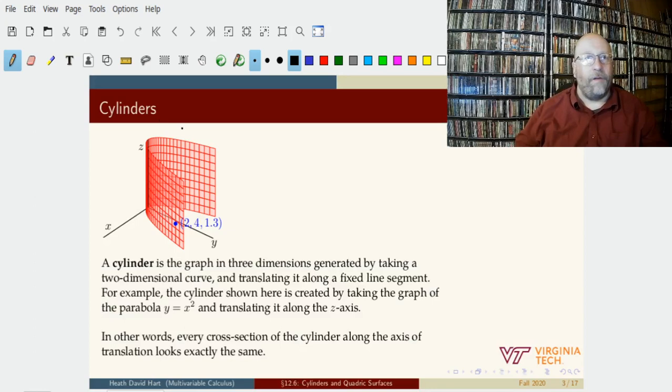All right, so let's look at our first shape, the cylinder. A cylinder is the graph in 3 dimensions generated by taking a 2-dimensional curve, in this case, our curve is this parabola down here, and translating it along a fixed line segment, in this case, a vertical line. So we're taking the graph of the parabola y equals x squared, translating it along the z-axis, and we get a 3-dimensional shape which looks like an infinite number of copies of this parabola stacked on top of each other. Every cross-section along the cylinder looks exactly the same. Okay?